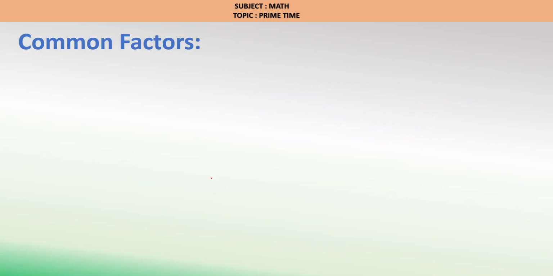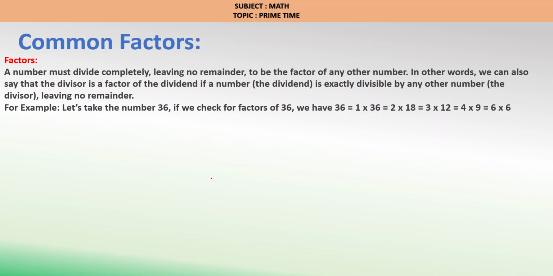Let us see the common factors. Factors means a number must divide completely, leaving no remainder, to be a factor of any other number. In other words, we can also say that the divisor is a factor of the dividend if the dividend is exactly divisible by the divisor, leaving no remainder.